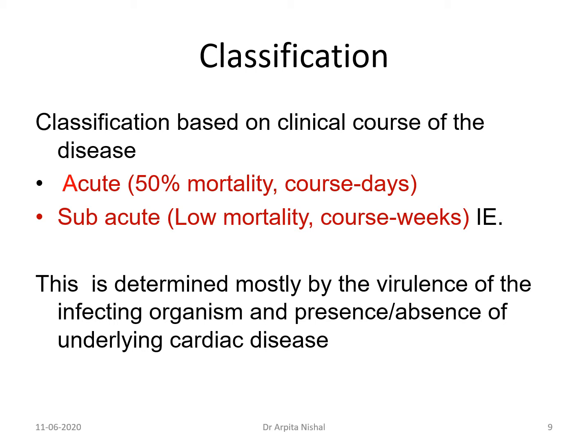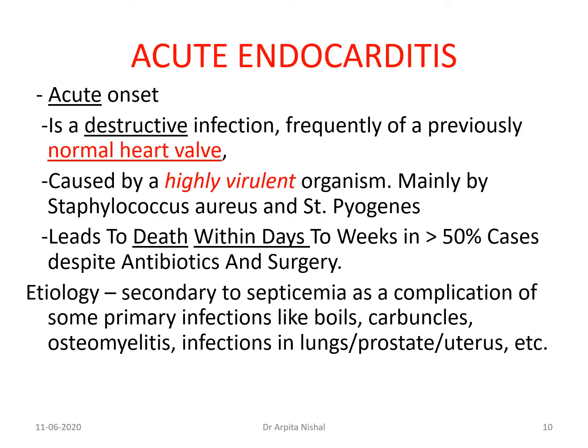Which type of infective endocarditis occurs is largely determined by the virulence of the infective organism and the presence or absence of underlying cardiac disease. So it depends on two things: virulence of the organism and presence or absence of underlying cardiac disease. We'll see both. What is acute infective endocarditis and what is subacute infective endocarditis?